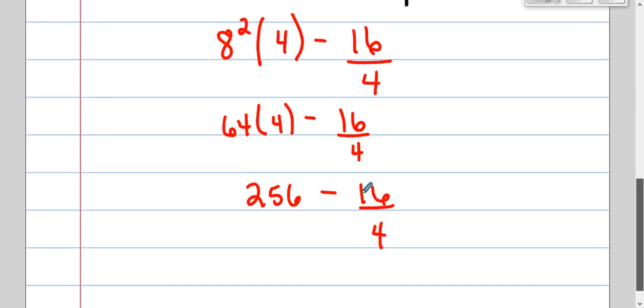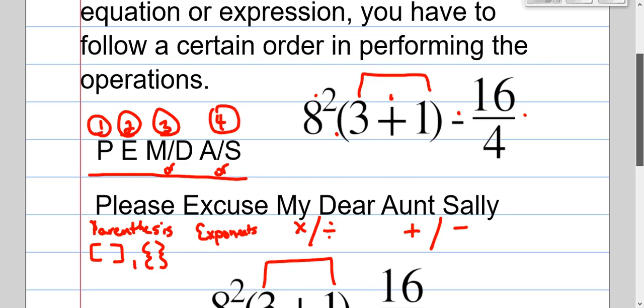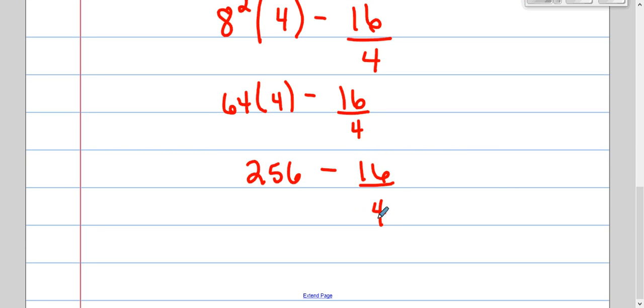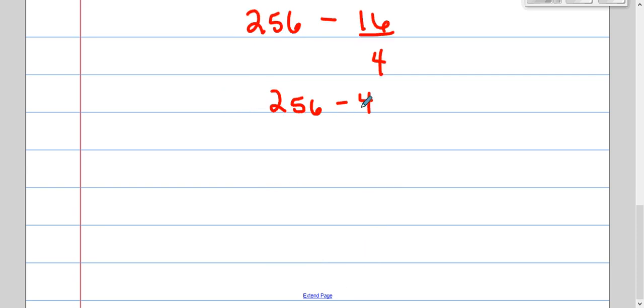So now I have subtraction and division. Well, which one comes first? Please excuse my dear, that will be the division. So I'm going to do this part next. It will be 256 minus 4. Now I'm down to one operation. 256 minus 4 gives me 252.